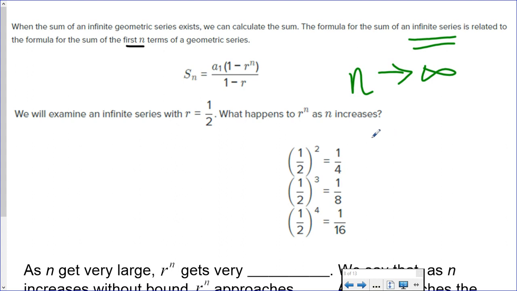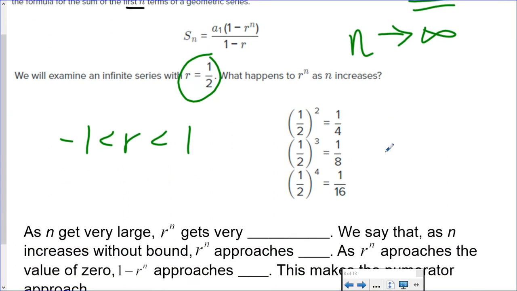And as far as being able to come up with this formula, why we chose r equal to a half. Remember, we just said the only ones that we can find a value for are the ones with a common ratio in between -1 and 1. So I don't want to look at this formula with something that's not in this range, or it's just going to be infinity anyway. So that's why we're looking at a value in between -1 and 1. So let's square a half, then cube it, then raise it to a fourth and see what happens.